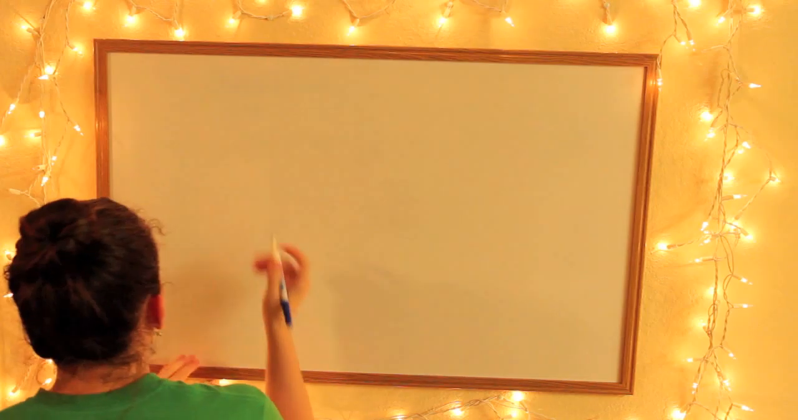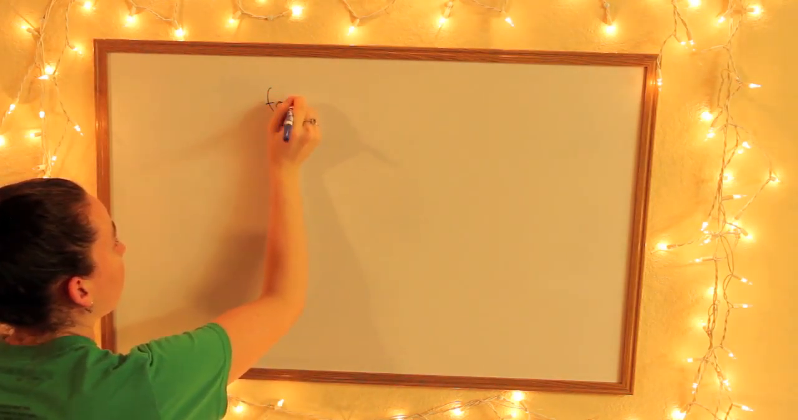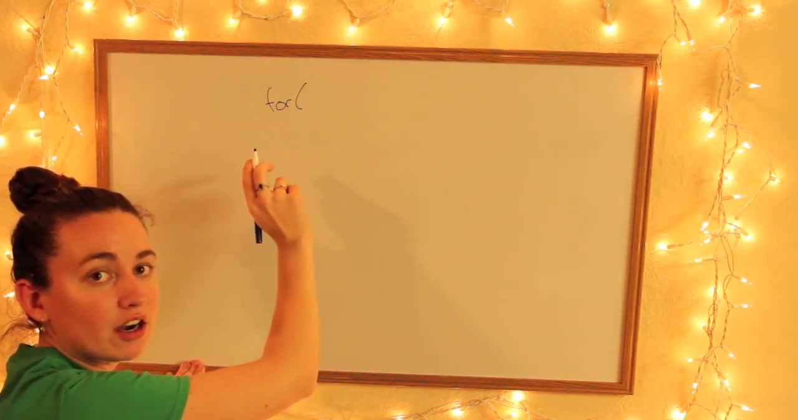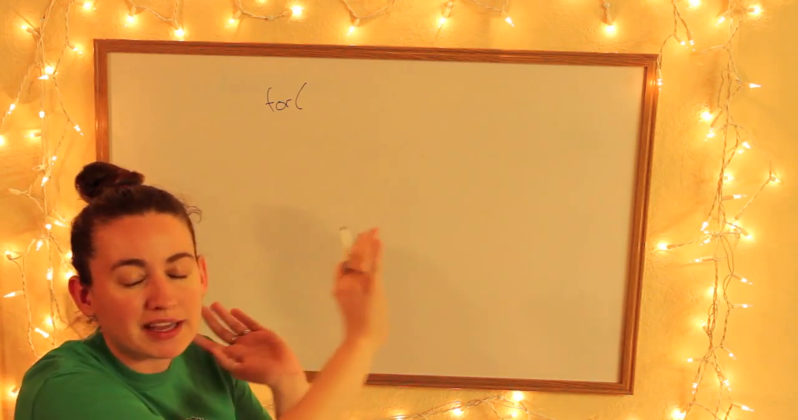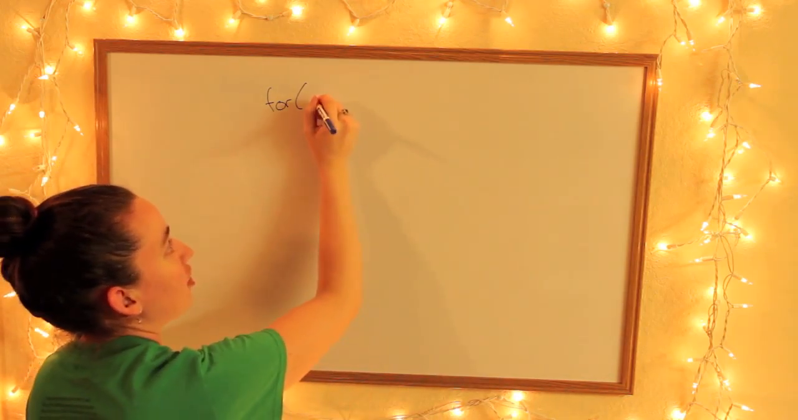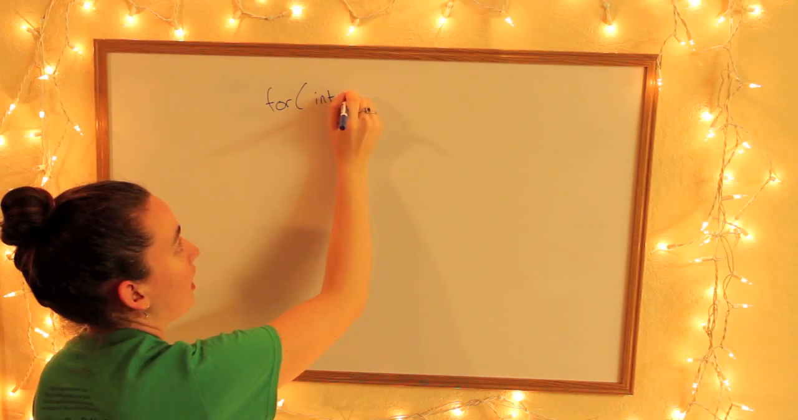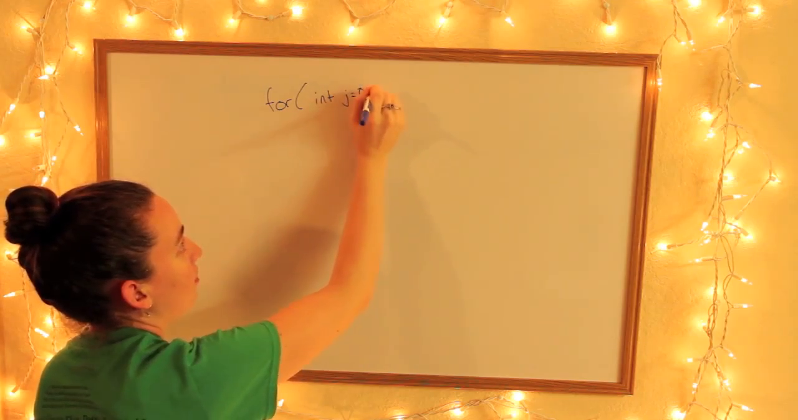So the way a for loop is defined is it starts with for. Usually you declare your variable here, but it can be any variable declared anywhere. That is your starting point. So int j equals 0.